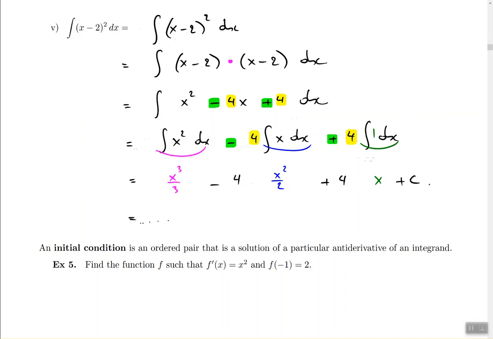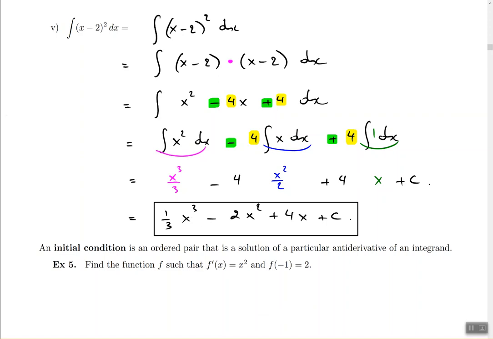So if you clean it up and make it look pretty, you get 1/3 x to the power of 3 minus 2x squared plus 4x plus c. And that's where the problem really ends usually. Okay, so this is where it normally finishes off.